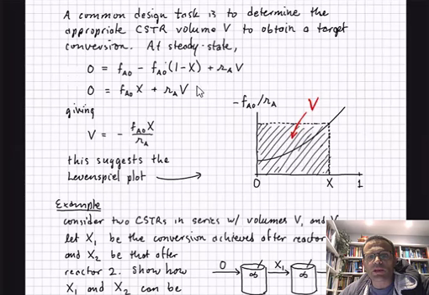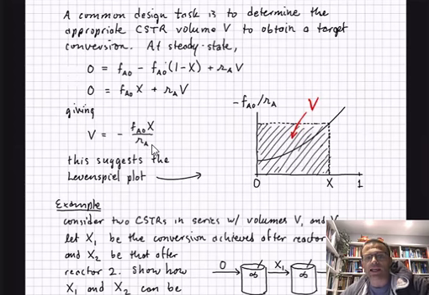If we go through and rewrite this, simplifying these first two terms, the usual thing that happens here is that you end up with 0 equals FA naught X plus RA times V. And now if I solve for V, I get that it's minus FA naught times X over RA.